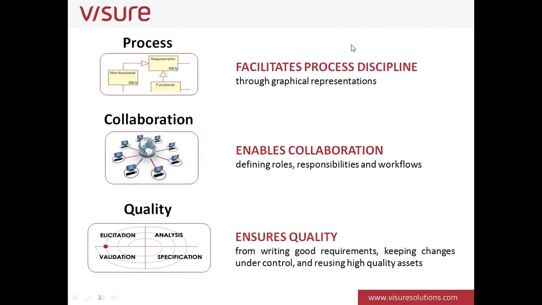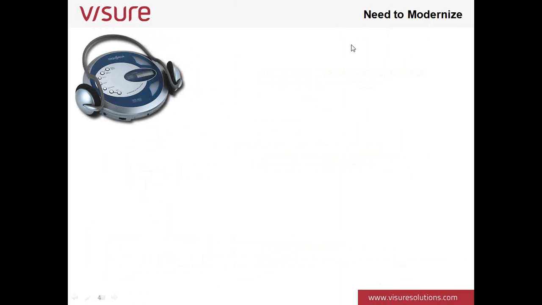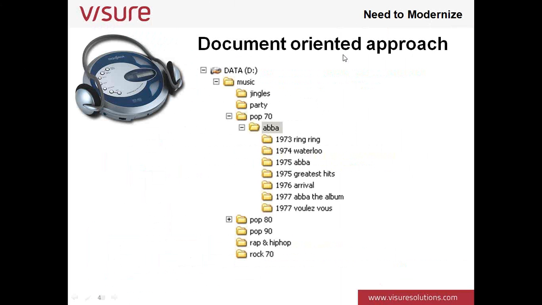So how do we support all these three processes? Well, initially, or throughout history, requirements have been managed exactly the same as we have been managing music in our computers. And I'm pretty sure we've all done the same thing: creating a music folder, inside of the music folder creating the genres or the decades even, inside of each one of the genres creating the artist, and then inside of the artist, the different albums.